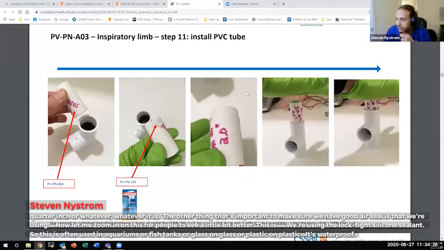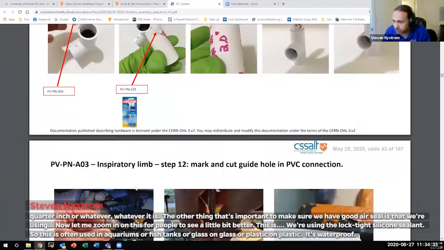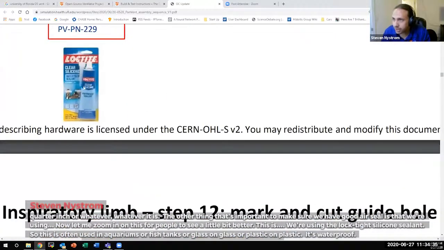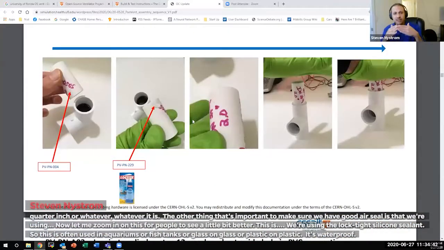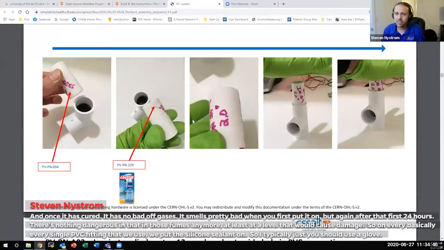The other thing that's important to make sure we have a good air seal is that we're using, let me zoom in on this so people can see a little better, Loctite silicone sealant. This is often used in aquariums or fish tanks, glass on glass or plastic on plastic. It's waterproof, and once it has cured, it has no bad off-gases. It smells pretty bad when you first put it on, but after that first 24 hours, there's nothing dangerous in those fumes anymore, at least at a level that would cause damage.